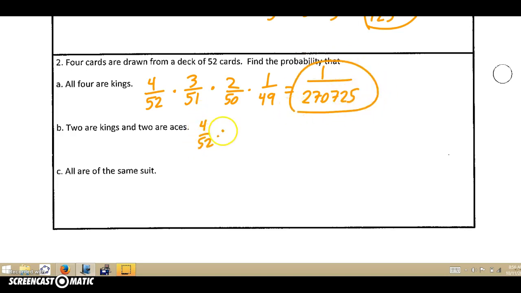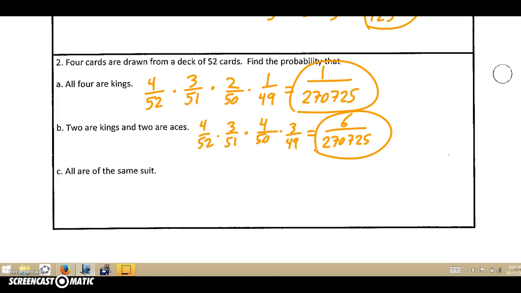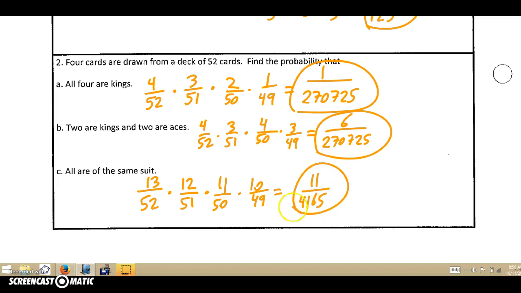What's the probability that 2 are kings and 2 are aces? Well, again, it starts off the same. 2 kings. But now there's 4 aces left out of 50, and then 3 aces out of 49. Multiply this one together and reduce it, you should get 6 out of 270,725. And last but not least, all are of the same suit. Well, there's 13 cards that are the same suit. 12 out of 51 on the second draw, 11 out of 50 on the third draw, and 10 out of 49, which gives you a probability, when reduced, of 11 out of 4165.